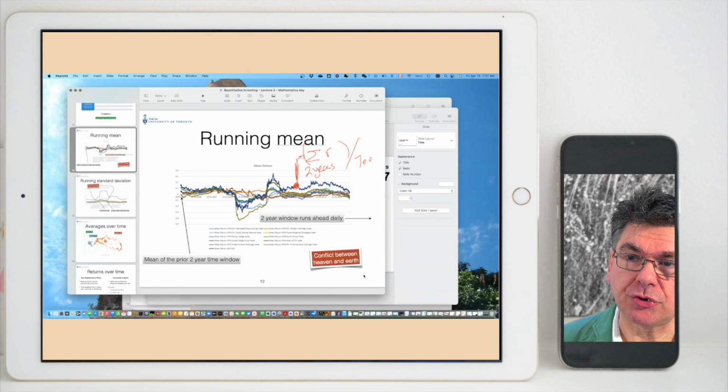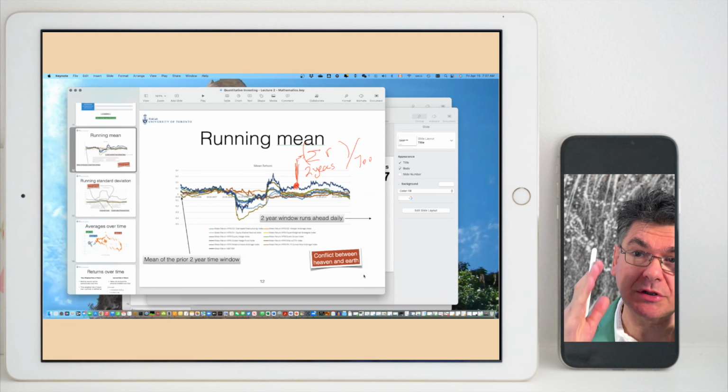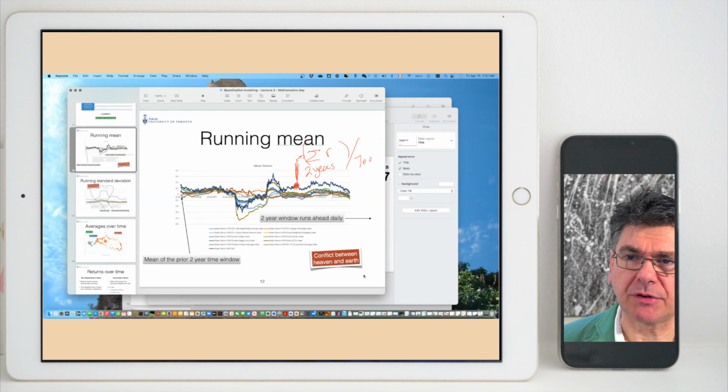Excel allows you to do this. To do running windows is very easy in Excel. If you have any difficulty with how to do it in Excel, I'm happy to spend some minutes and show you how to do it. But I suspect you already know.